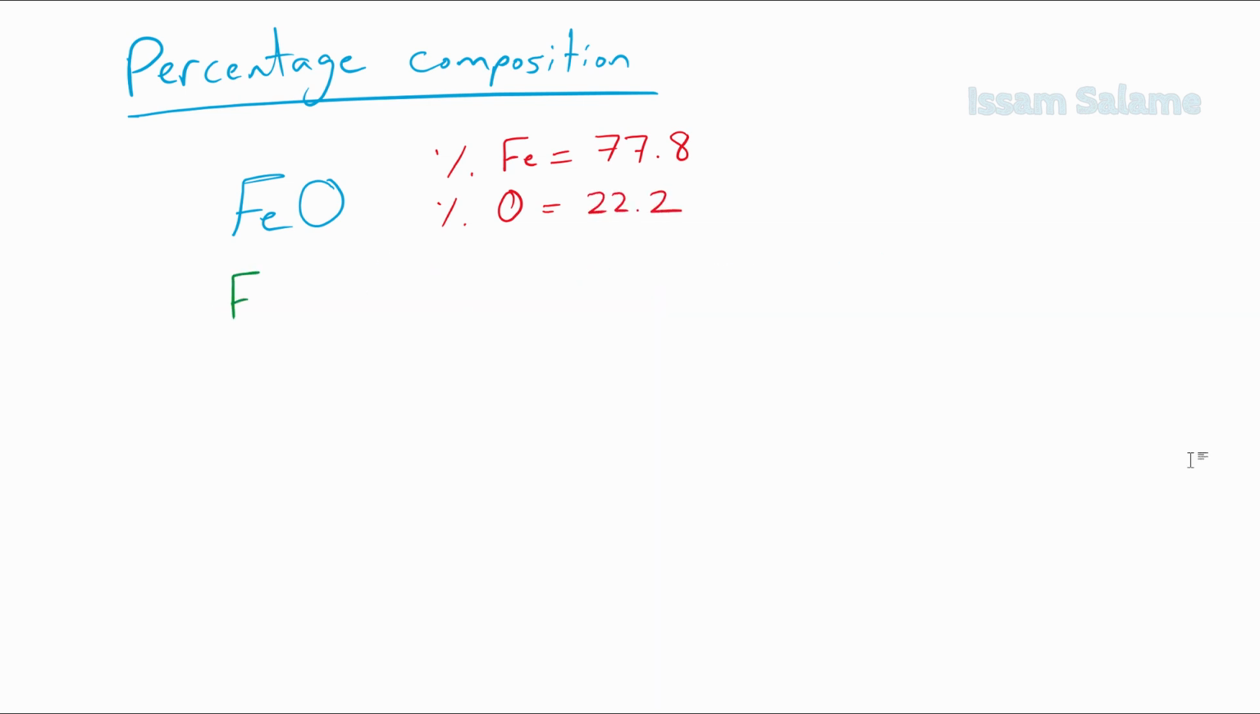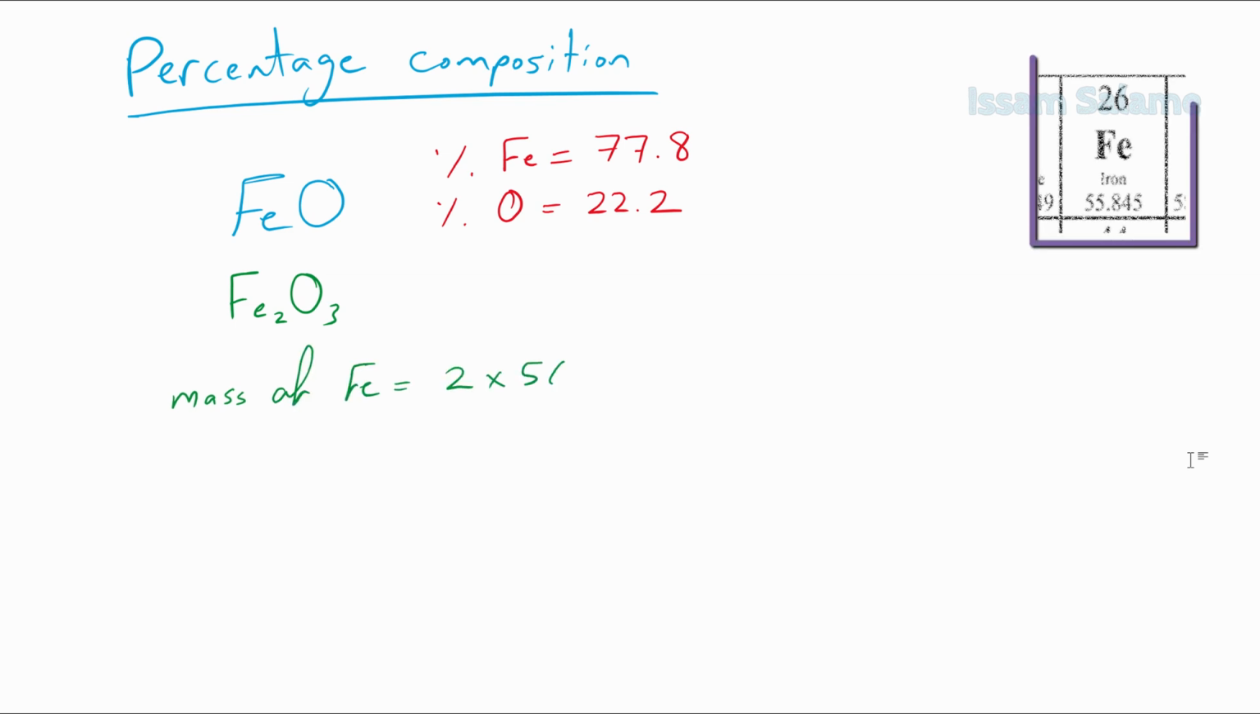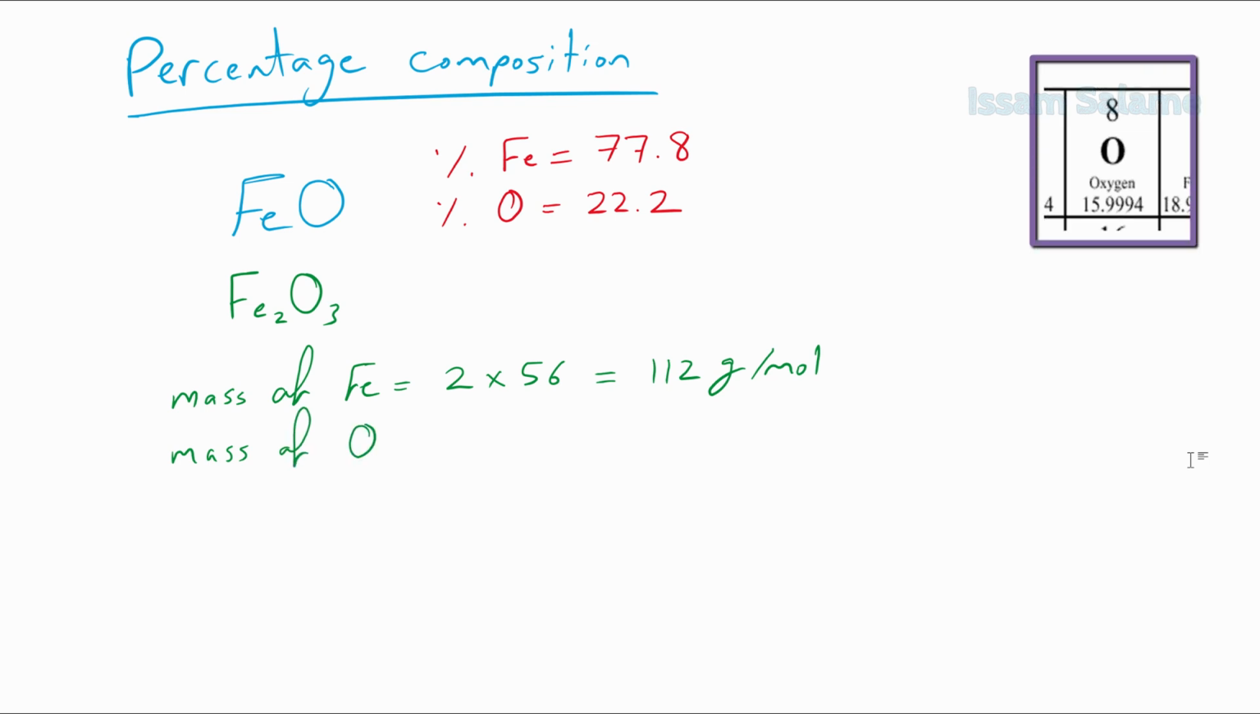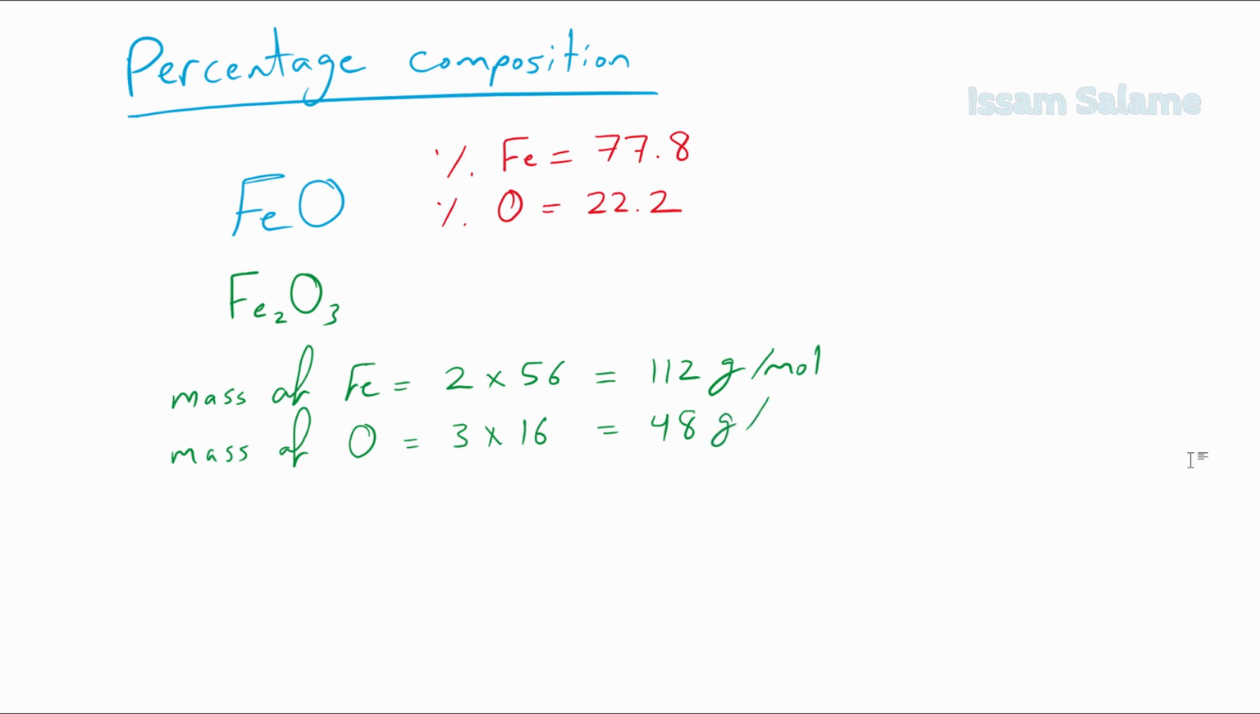And now let's try to find the percentage composition for Fe2O3, or what do we call it, iron 3 oxide. Here, to find the molar mass for iron, we should multiply by 2, since we have 2 moles of iron in every mole of iron 3 oxide. So the mass of iron is going to be 2 times 56, and the answer is going to be 112 grams per mole. And here also we have 3 moles of oxygen in 1 mole of iron 3 oxide. So to find the mass of oxygen, we should multiply by 3. So 3 times 16, the answer is going to be 48 grams per mole.